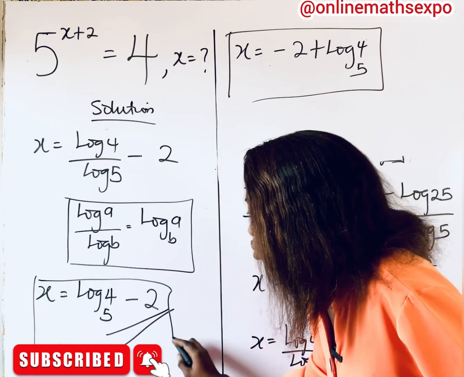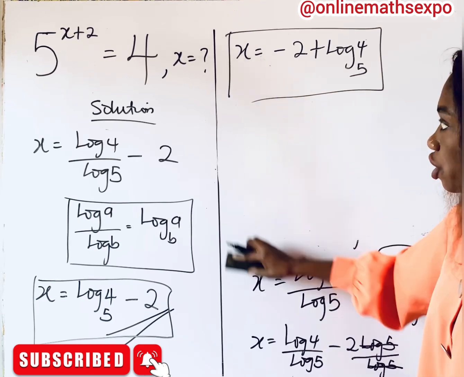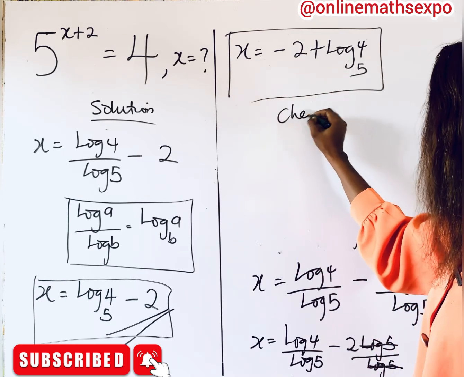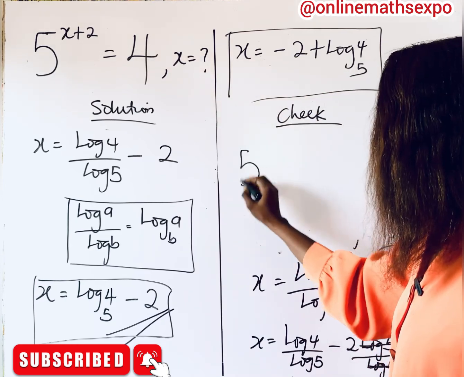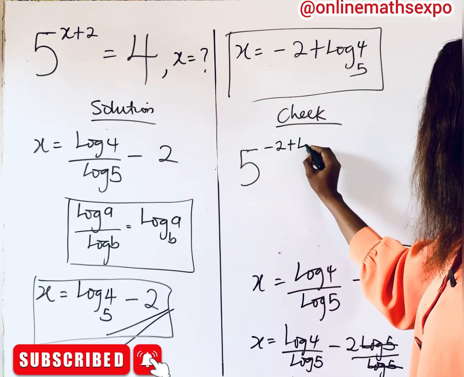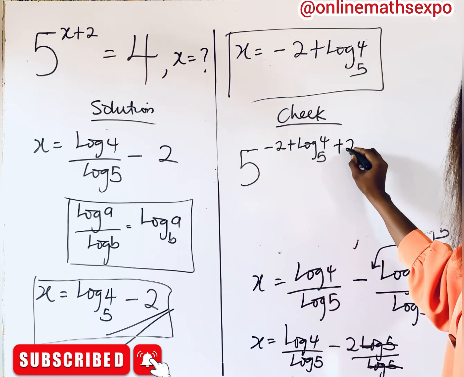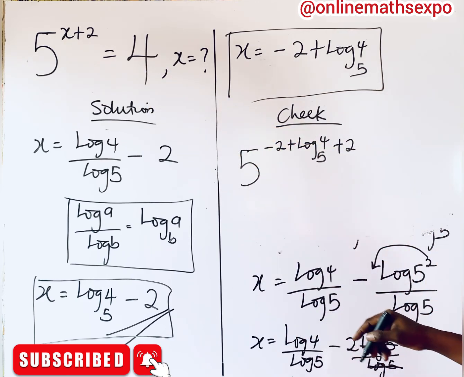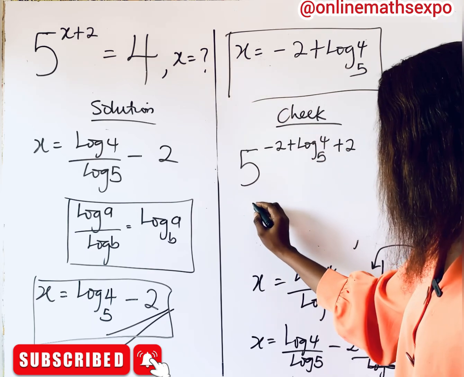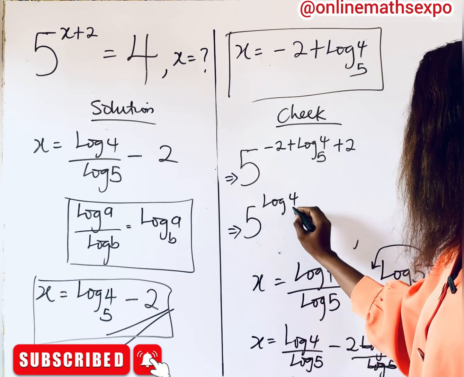Now the next thing we need to do is to check to know if actually our answer is correct. To do the check, we are going to do it to the left side to know if we can get 4. So we have 5 to the power of, what's our x? Our x is this. So we have -2 plus log 4 base 5, then plus these 2. Okay, let's see if we can get 4. Now what do you do there? You see that -2 plus 2 is 0. So it means we are left with 5 to the power of log 4 base 5.